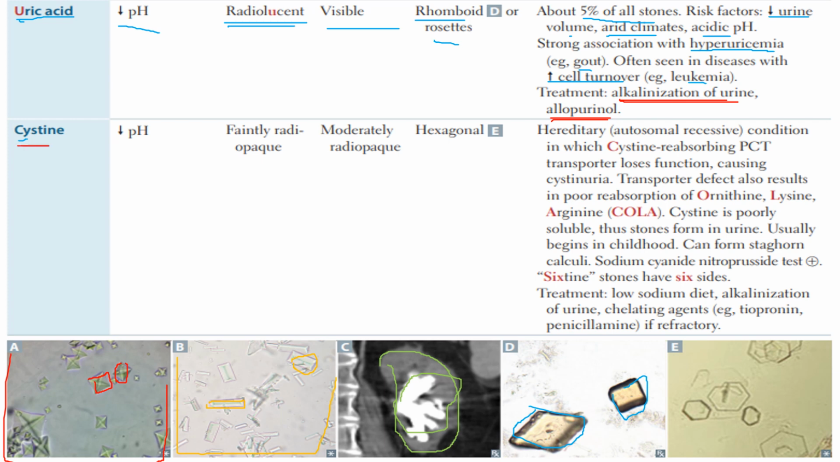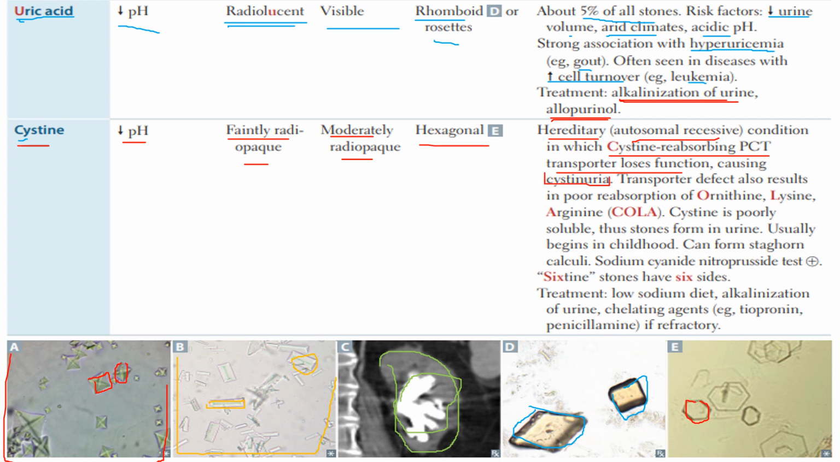Cystine stone. It precipitates with low pH urine. X-ray findings are faintly radiopaque. CT findings are moderately radiopaque, and its shape is hexagonal. As you can see in this image, it's a hexagonal shape stone, and it is a hereditary autosomal recessive condition in which the cystine-reabsorbing PCT transporter loses function, causing cystinuria.